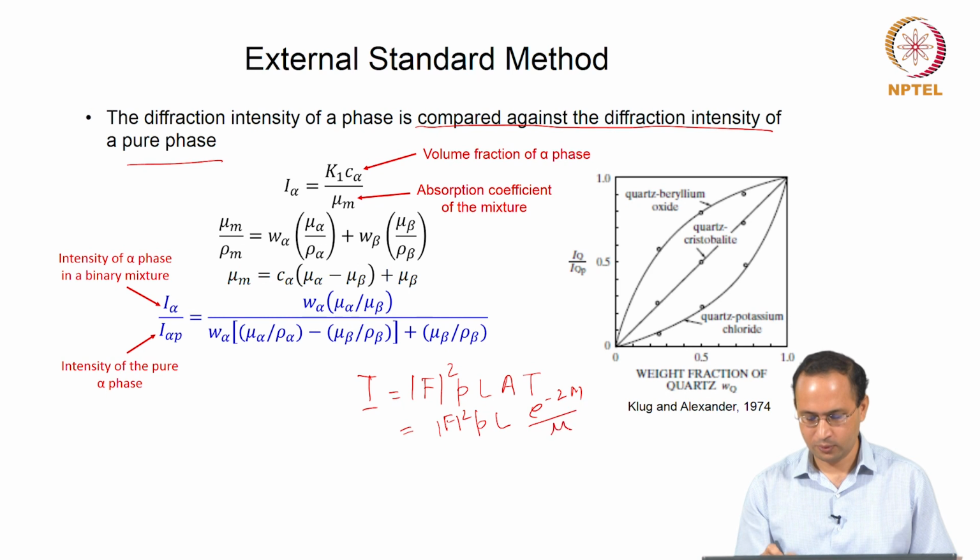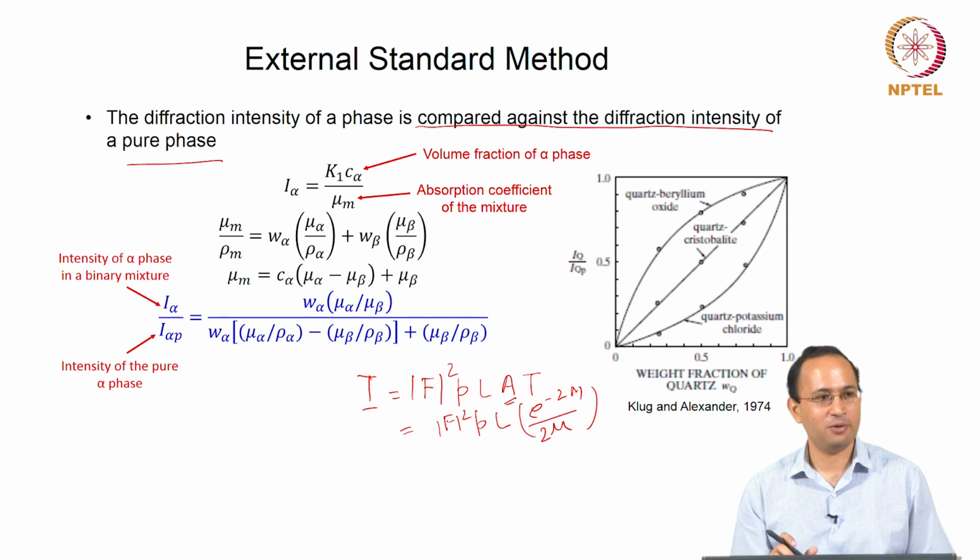1 over 2 mu, where 1 over 2 mu is basically the absorption factor. Absorption will depend on your absorption coefficient simply. That will affect the intensity of the diffracted beams. For example, if you have very high absorption, then the intensity of the diffracted beam will be low, right. So, this is the absorption coefficient and this is the temperature factor, but let us focus on the rest, so we can write intensity as, right.